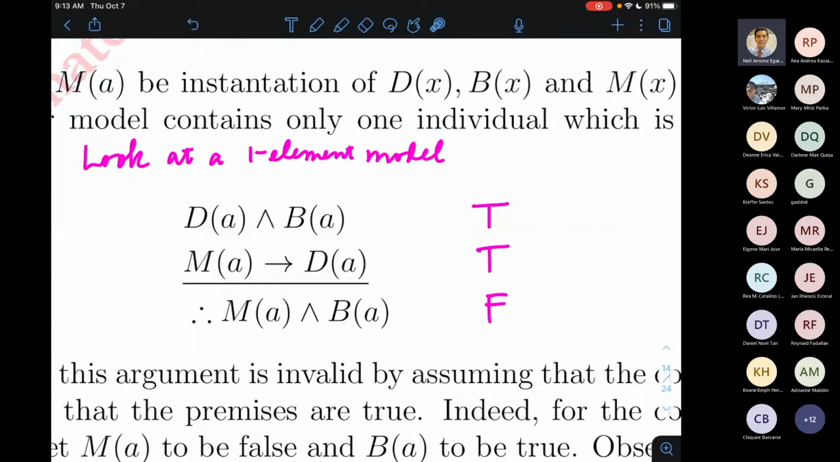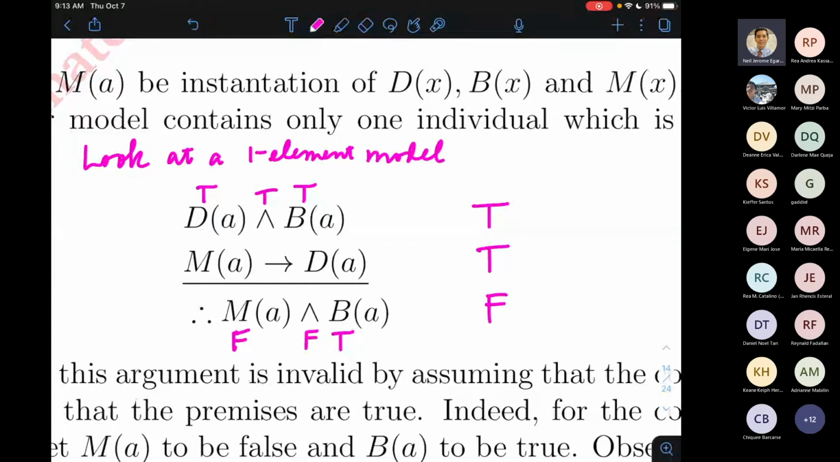Now, look at the first premise. Dapat daw true yung conjunction. Para maging true yung conjunction, dapat true parehas ng conjuncts. So, dapat true si D at true rin si B. Okay? And here I know, dun sa conclusion, dapat true daw si B. So, true dapat ito. Pero gusto natin false yung conjunction. So, we don't have any choice but to assume that M is false. Right? Kasi M daw dapat ay false. Para maging false yung conclusion. Right? So, tingnan natin kung posible ba to.